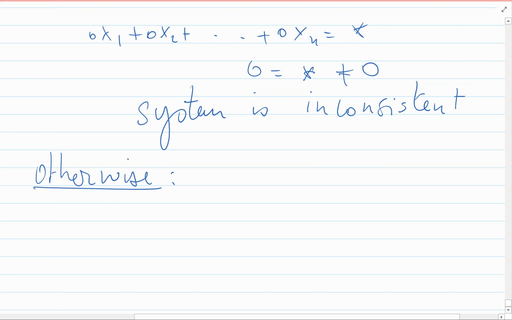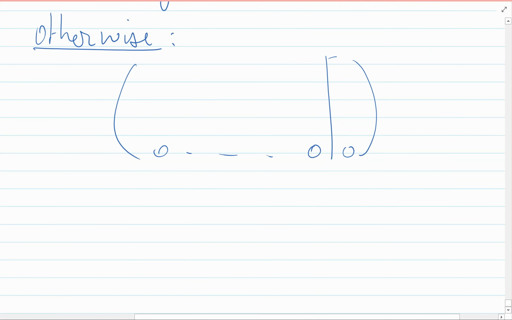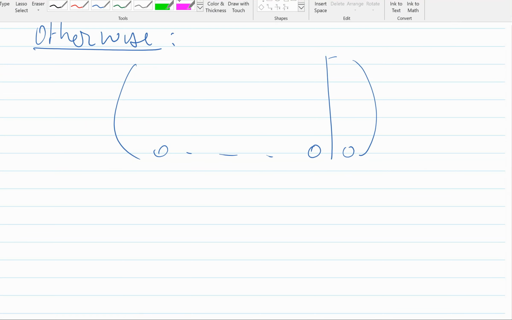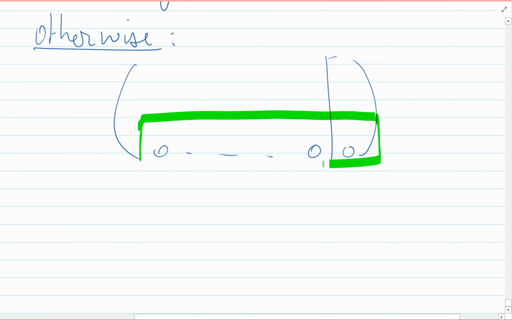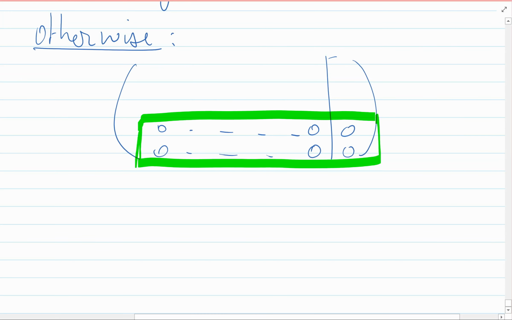Otherwise, you may have a row of zeros, you may not have a row of zeros. Assume you have rows of zeros. All these rows of zeros, you put them at the bottom. So you look at now the non-zero rows. This block here is all zeros. Now look at the rows which are non-zero. Count them.